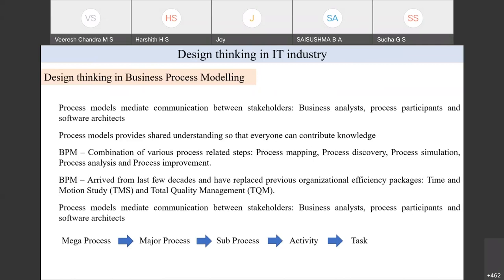In lathe, we may do different types of operations, let us say. Activity: what exactly is the activity happening at this ground level? Then the task. So this is what the pieces, what they have made of the mega process.